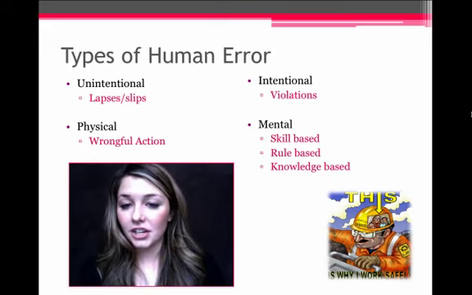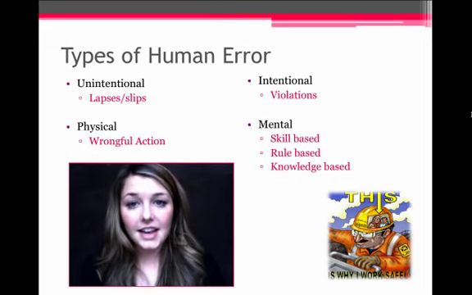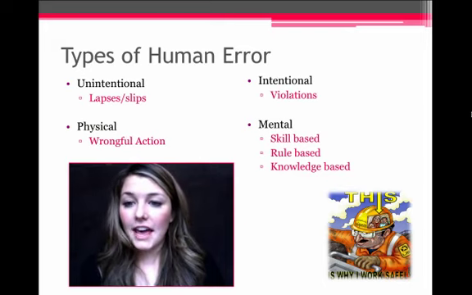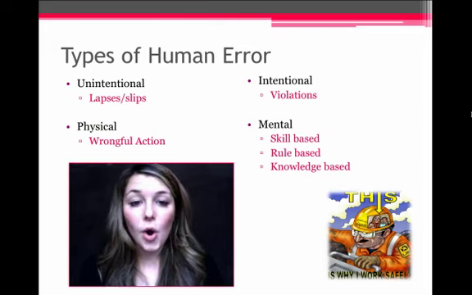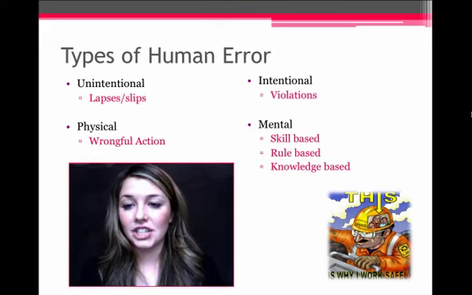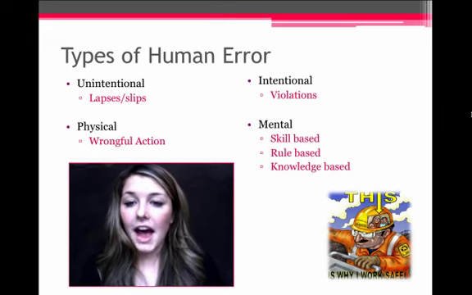Errors can be unintentional, like forgetting to do something, intentional, like purposefully violating a process, physical, like pulling the wrong lever, or mental, including skill-based, for example, an automated routine, rule-based, if the problem is A then the solution is B, or knowledge-based, for example, having the training to make the decision instantly. After your HAZOP training, you will be able to prevent each one of these types of human error.